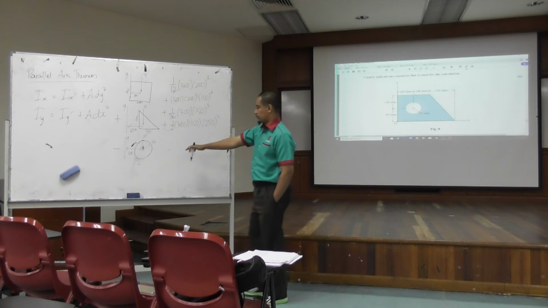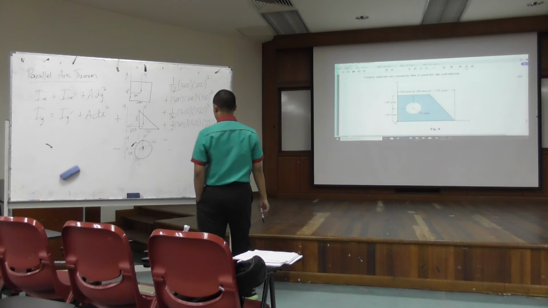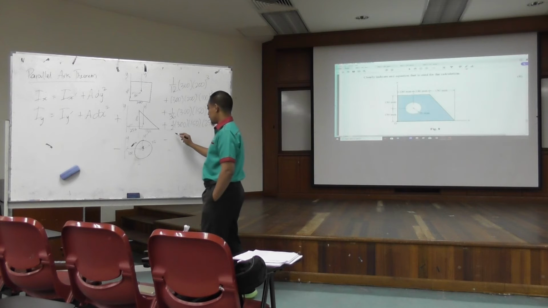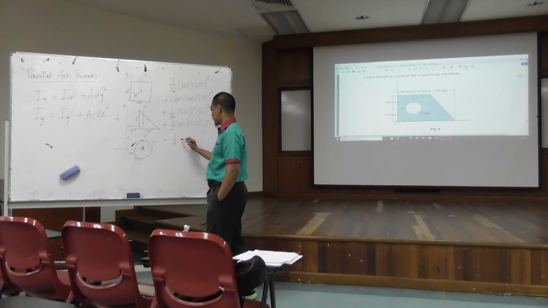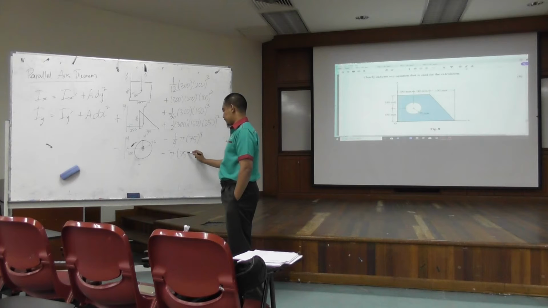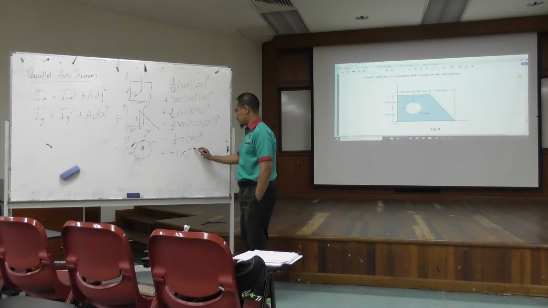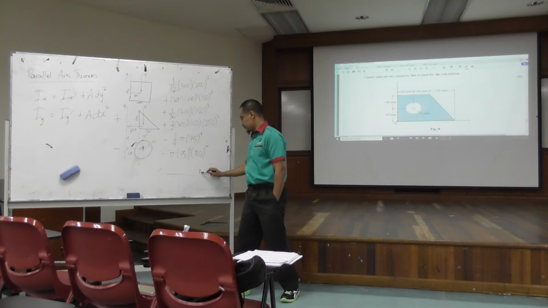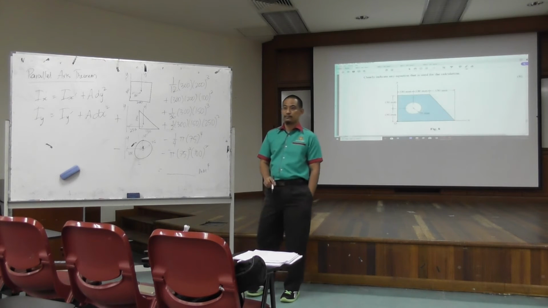And then minus this one. So minus 1/4 pi 75 over 4. Then minus also pi r squared, so pi 75 square, and then 100 square. And then you get your answer in millimeter to the power of 4.